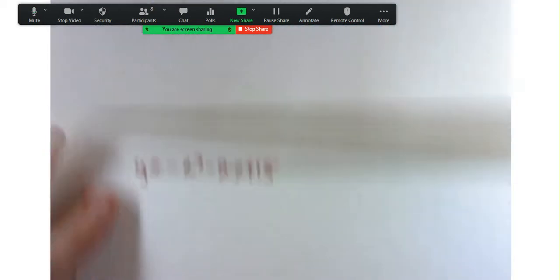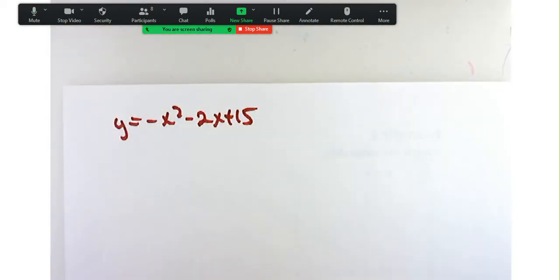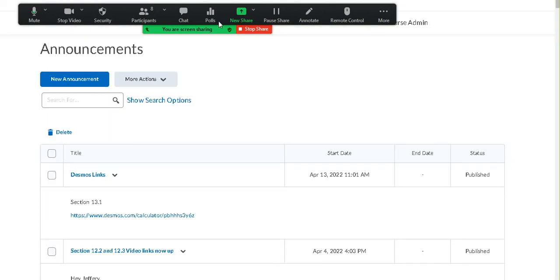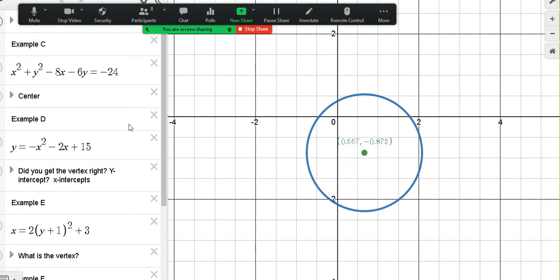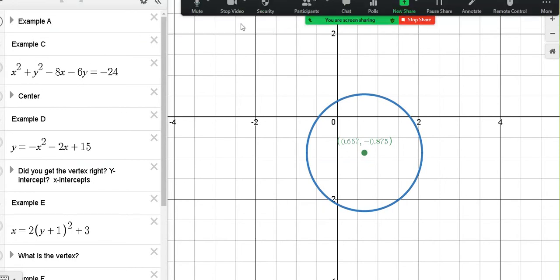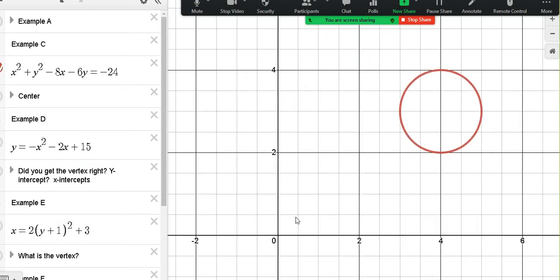By the way, if I were to graph this, what shape would I see? Parabola. A parabola, because you only have one square term. Now let's take a look back at the last one. If we were to graph that one, let's see. Yeah, that was example C. So I can get rid of the first one, and click on example C. So there you go.